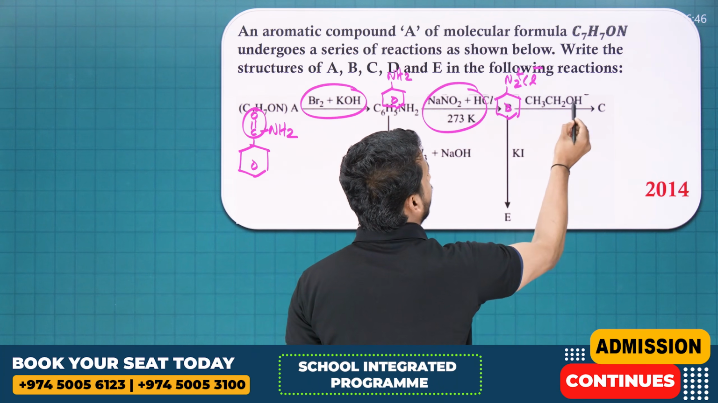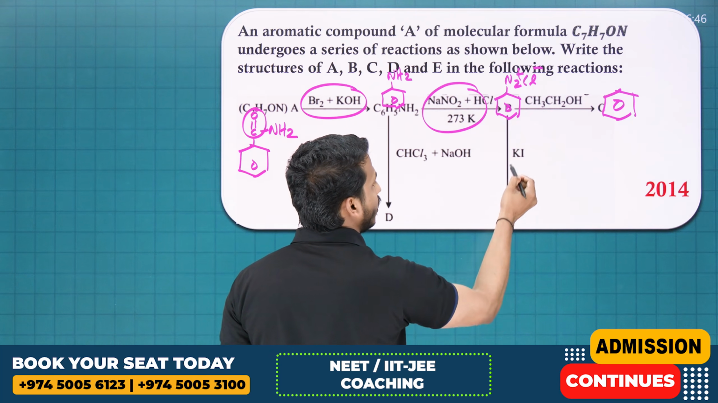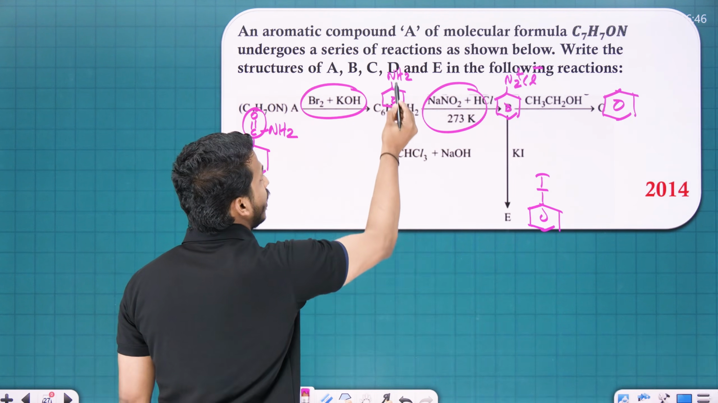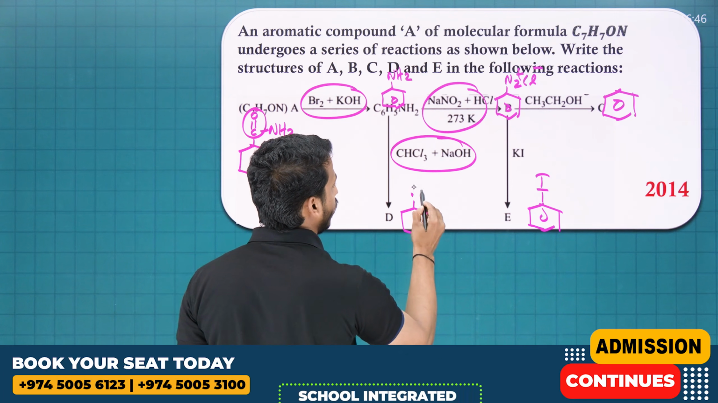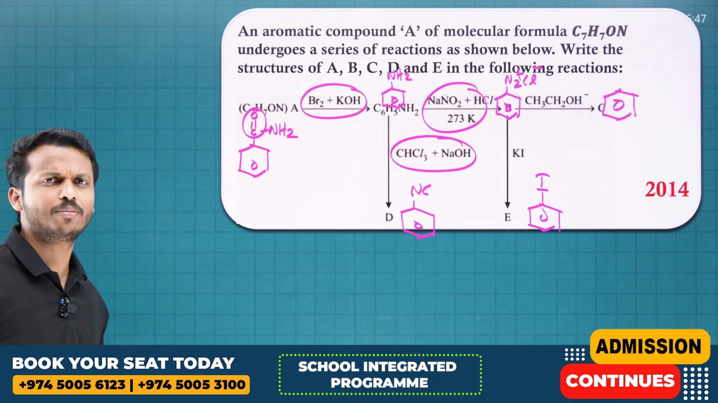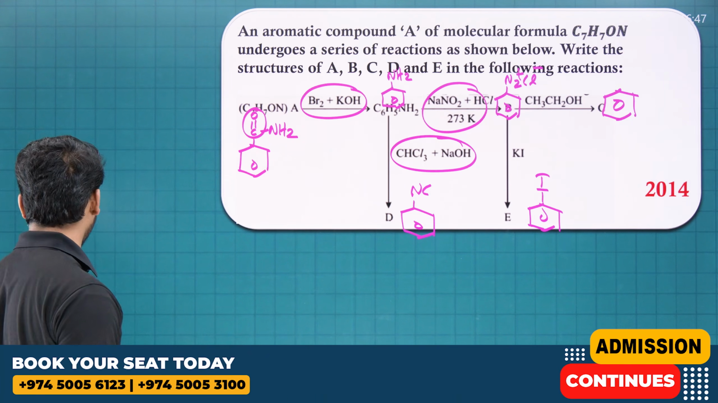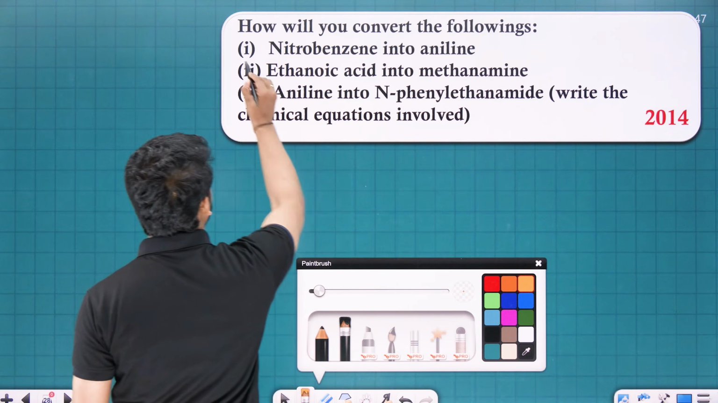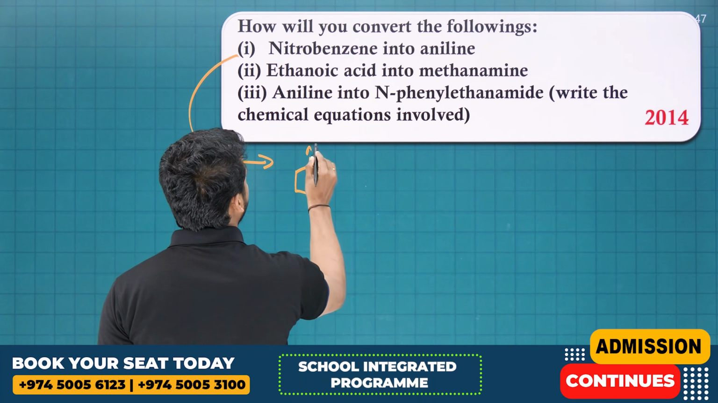When diazonium salt is treated with ethanol, we get benzene. Diazonium salt when treated with KI, we get iodobenzene. When aniline undergoes carbylamine reaction, we get isocyanide. Simple reactions, same reaction. So study the theory very well, then you go for the questions. Next. How will you convert the following, 2014 question? I think the first question we discussed today, this one.